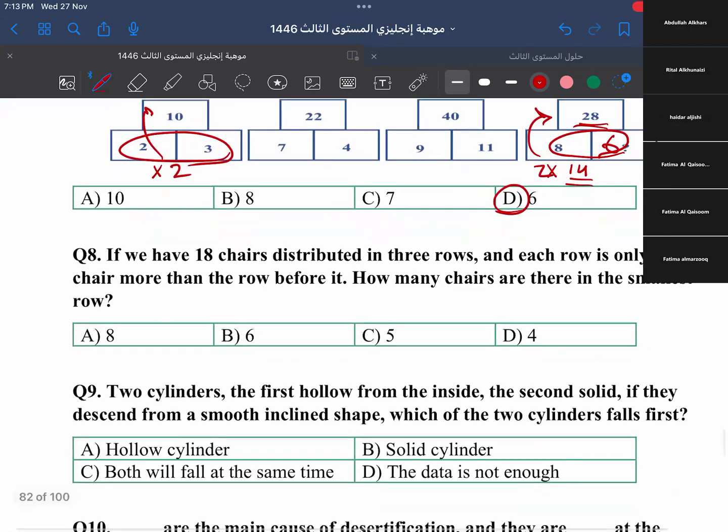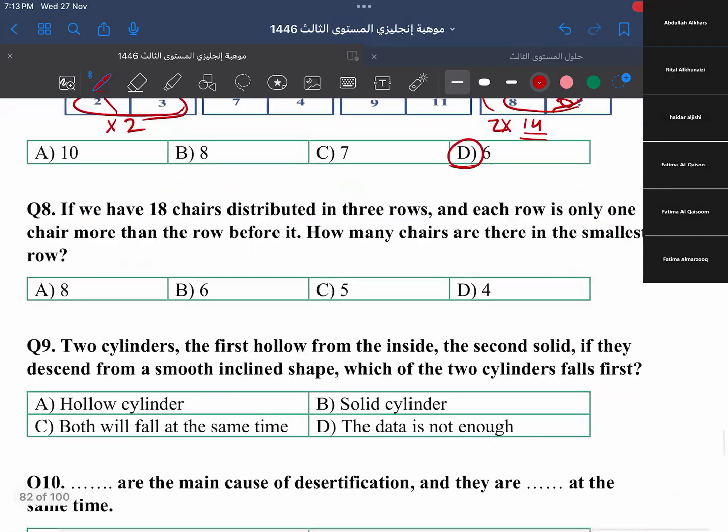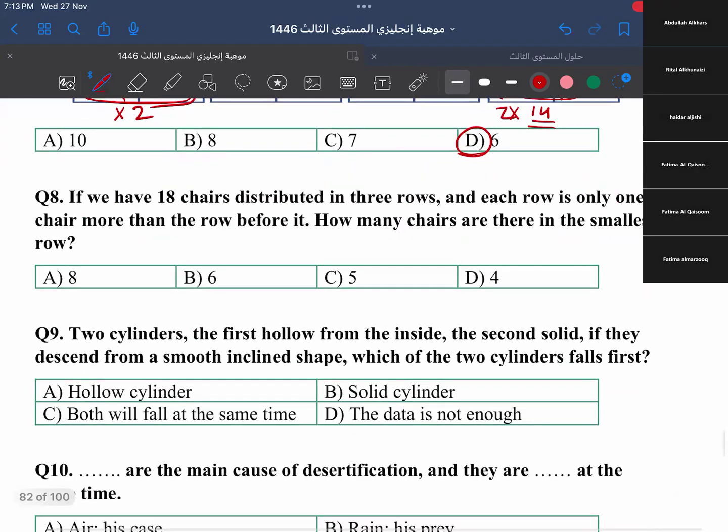Okay. يلا, question 8. Yes, Ritat. If we have 18 chairs distributed in 3 rows and each row is only 1 chair more than the row before it, how many chairs are there in the smallest row? So it's going to be 7, 6, and 5, and 5 is going to be the least. Exactly, ممتاز. So the answer would be 5. As you said, it's going to be 7, 6, and 5.